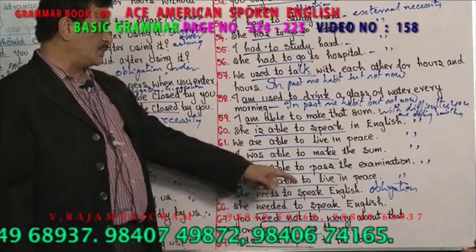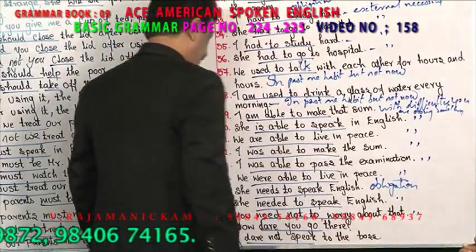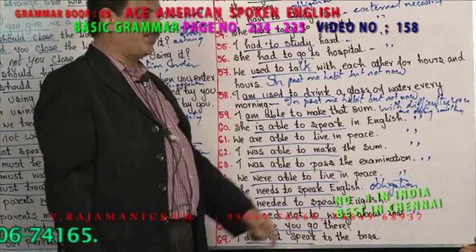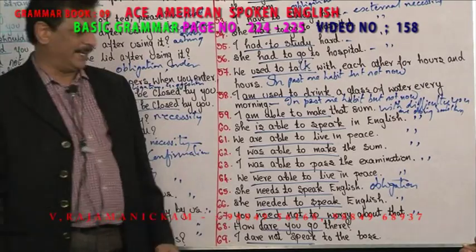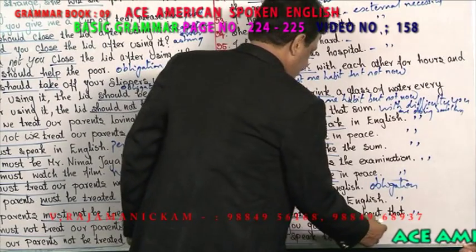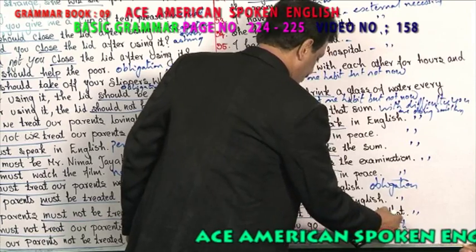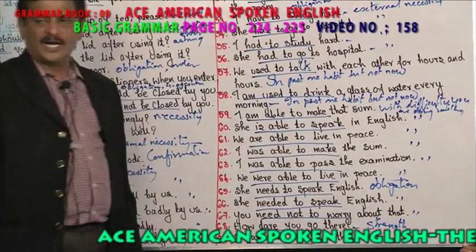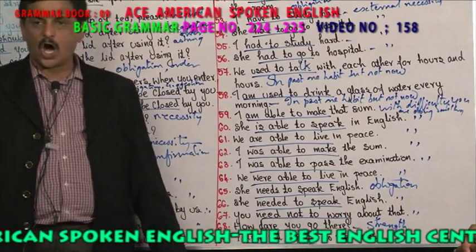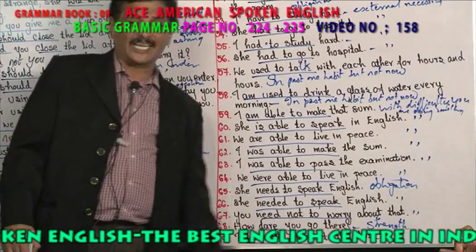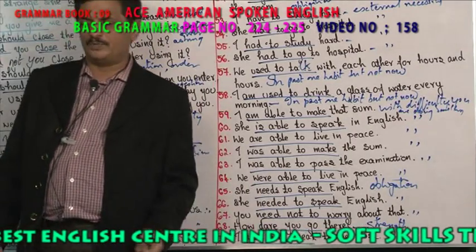Oh, she needed to speak in English. Obligation. You need not worry about that. Obligation. How dare you go there? How dare? Dare is used to show your capabilities, your strength, your guts, your willpower. How dare you go there? I dare not speak to the boss. So, this is also strength. I don't have the strength. I don't have the power to speak to my boss.